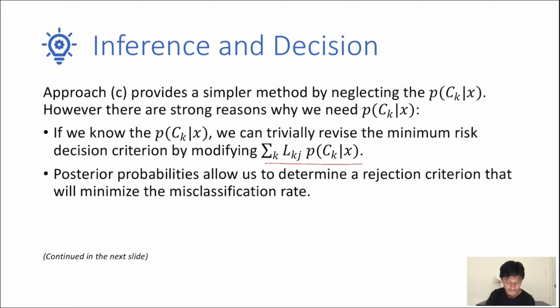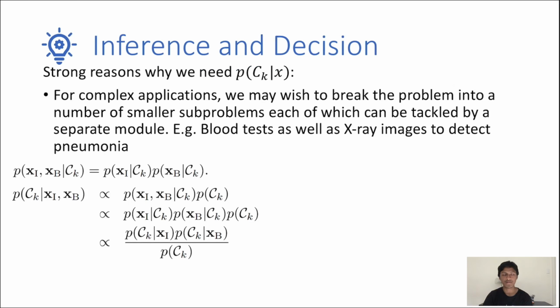the posterior probabilities. The next reason to use posterior probability is that sometimes the problem is very complex, so we need to break it down into sub-problems. Let's get back to pneumonia. Instead of using only the X-ray, why don't we also use blood test data, for example? By using posterior probabilities, we can get the probability of X-ray and blood given the class of pneumonia or not. Because the blood test and X-ray are independent, we can get this formula.